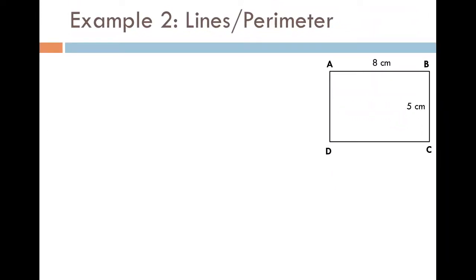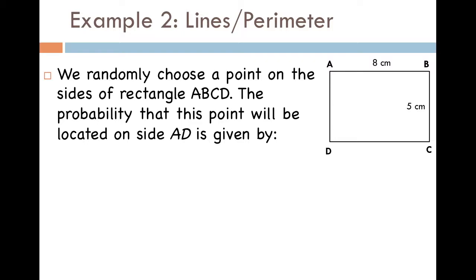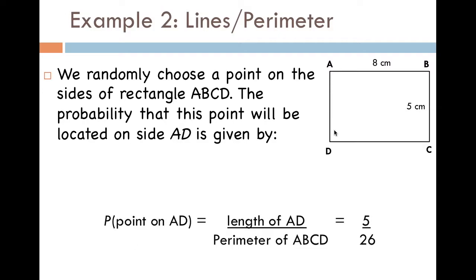Another example on lines and perimeter: we randomly choose a point on the sides of a rectangle ABCD, as you see here on the right. The probability that this point will be located on side AD is given by the length of AD over the perimeter of ABCD. So pretend this is a fence, and what if I were to throw an apple from the sky? The probability that it lands on side AD: the length of AD is 5, and the perimeter, 8 plus 5 plus 8 plus 5, is 26. So it'll be 5 out of 26.